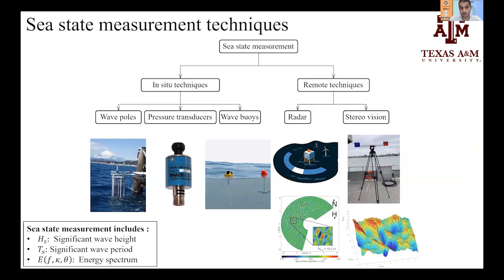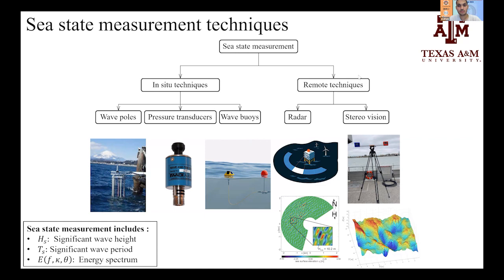There are two types of techniques to measure the sea state. The first one is the in-situ techniques, such as wave probes, like resistive or capacitive wave probes, pressure transducers or wave buoys. All of these in-situ techniques are localized at points, and they do not give much information, but they are not expensive.